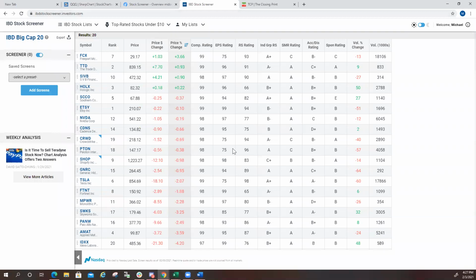They have tons of other stuff on there. I would suggest it for anybody that wants to do the CANSLIM type system. It works very well.